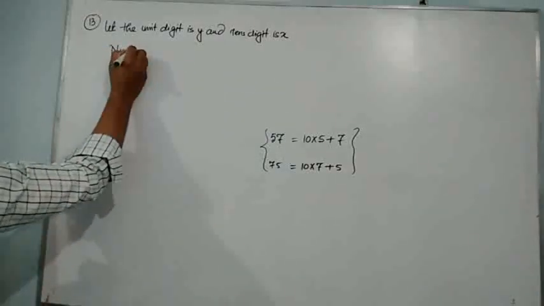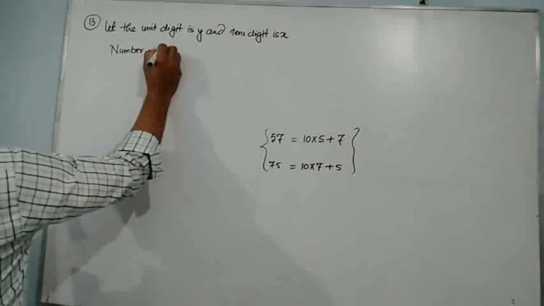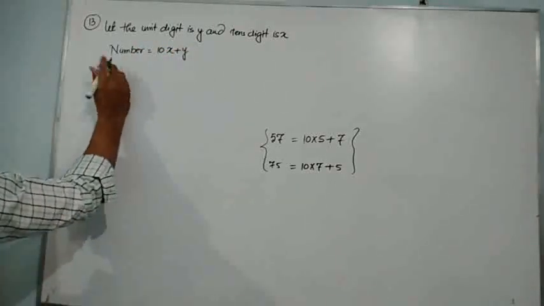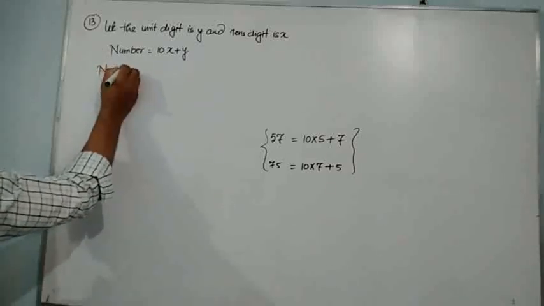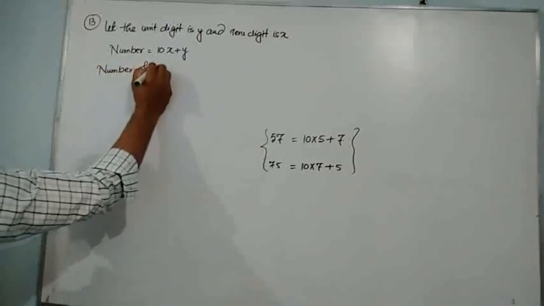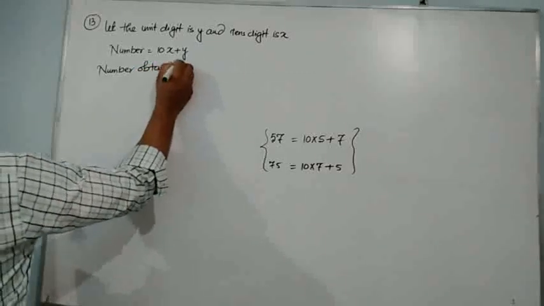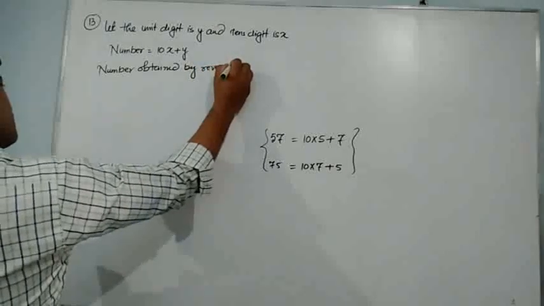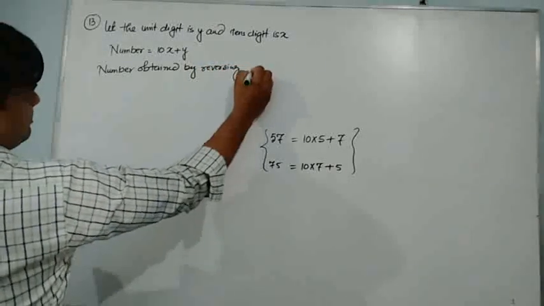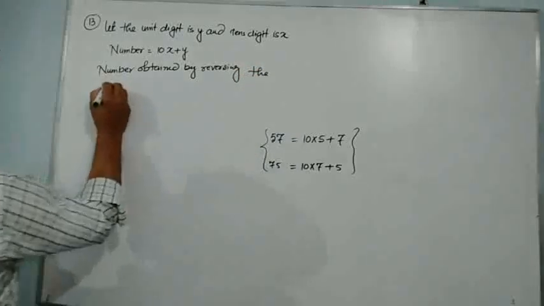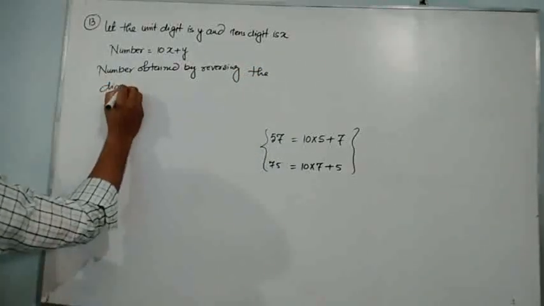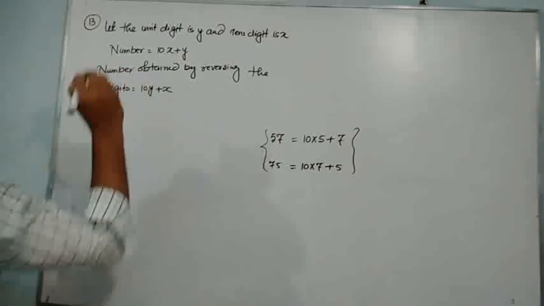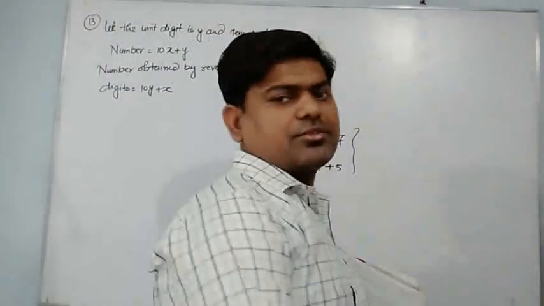The number is equal to 10x plus y. And one more line I can write: the number obtained by reversing the digits is equal to 10y plus x. This is the basic thing of this question.